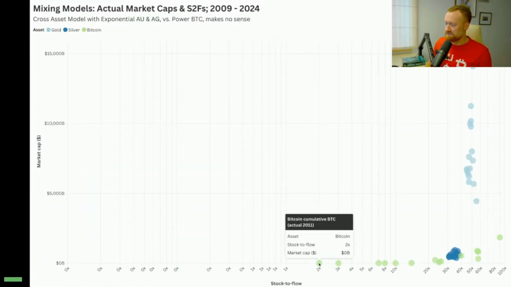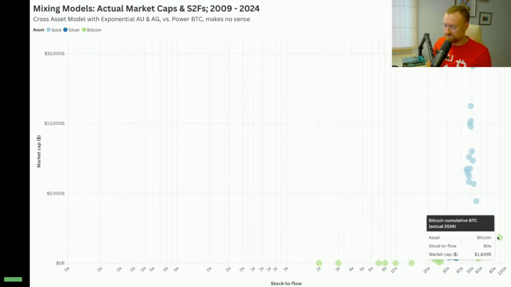So back in 2011, the x-axis for our stock to flow curve is going to be 2x, then 3x, 7, all the way up to 90x now. Okay? And we'll be over 120, 130 by the end of next year. We are increasing at the moment, if I recall correctly. Or at least by the next halving, 120. Obviously, this number doubles every 4 years. Okay? Yeah, it's going to be 120 actually by June this year.